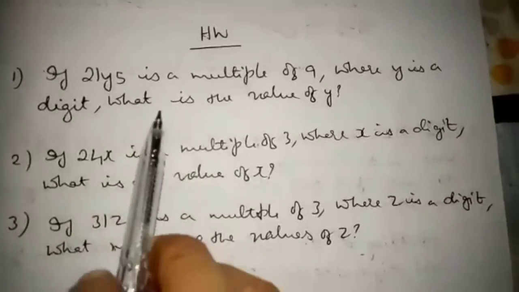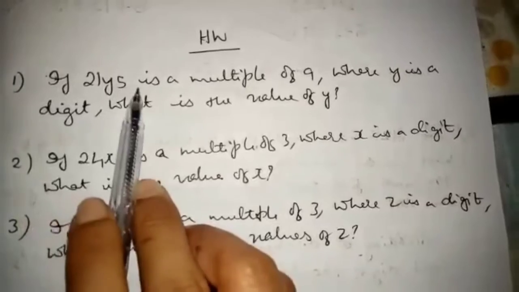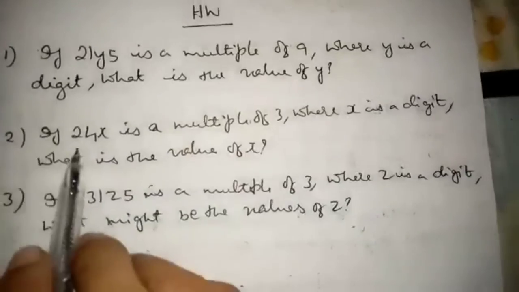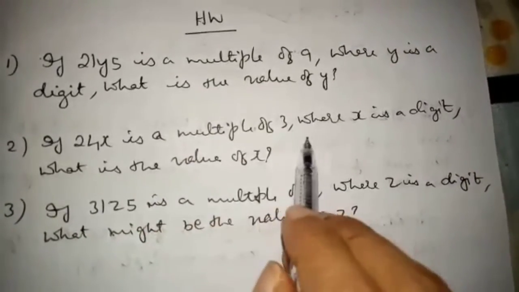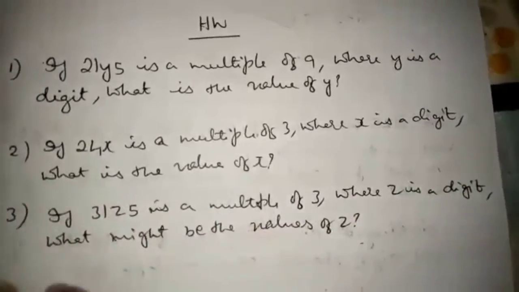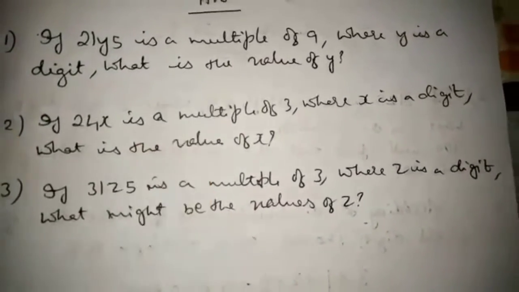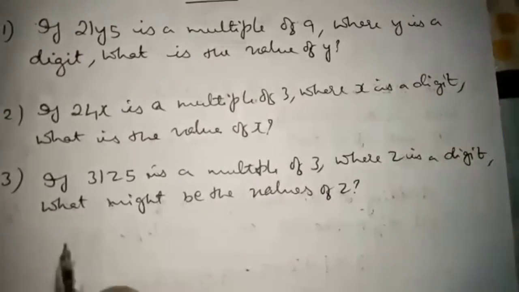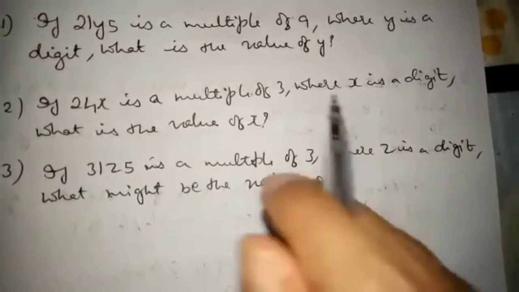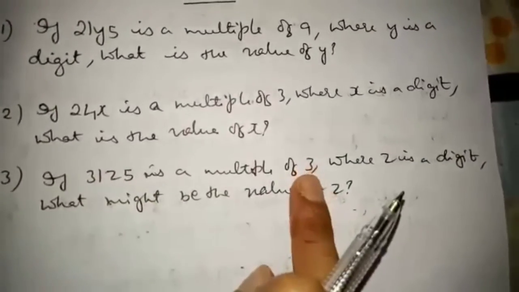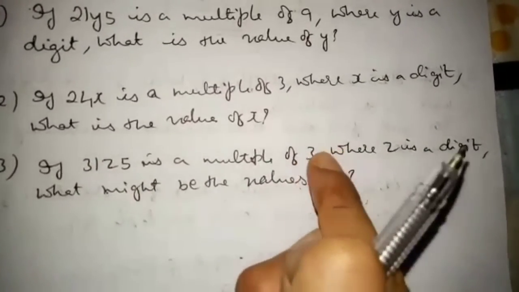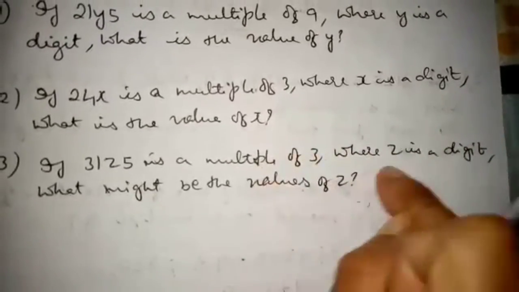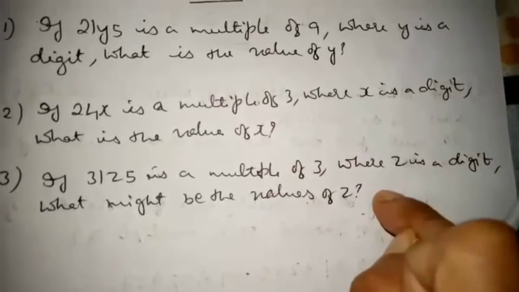Students, take down some homework questions. First one, if 21y5 is a multiple of 9 where y is a digit, what is the value of y? Second one, if 24x is a multiple of 3 where x is a digit, what is the value of x? So you have to find the possible values of x. Third one, if 31z5 is a multiple of 3 where z is a digit, what might be the values of z? I have solved the same question with the multiple of 9. This is a multiple of 3. You have to test for the divisibility test of 3. So what will be the possible values of z? You have to find out.